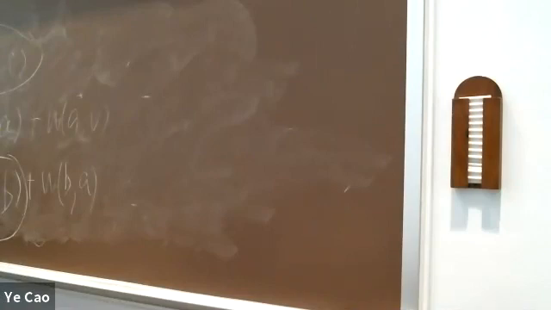Okay, let me try to think about how to explain this. Let's say there are 2 ways to go to this. This is A, this is B, this is C. So there are 2 ways to go from A to C, right? One way is just go from A to C. The other one is A to B to C.